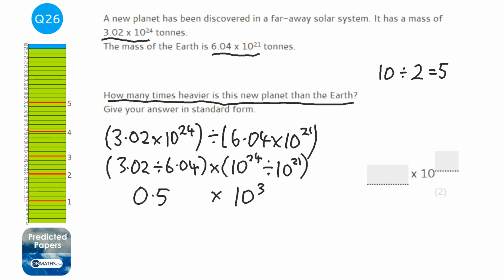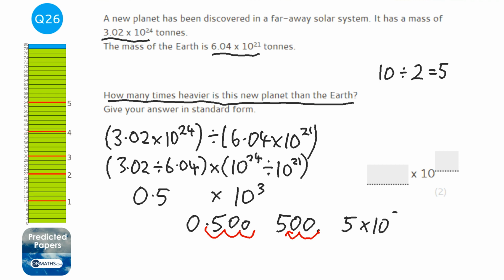Now the problem is this isn't standard form. If I write this out, so we'll do 0.5, and it's to the power of 3, so it will be 1, 2, 3. Let's fill those in with zeros. So that's equivalent to 500. And the decimal point's there, so when we move the decimal point back to make it into standard form, we jump once and twice. So it's 5 times 10 to the power of 2. Now the reason it wasn't standard form before was this number has to be between 1 and 10, not including 10.